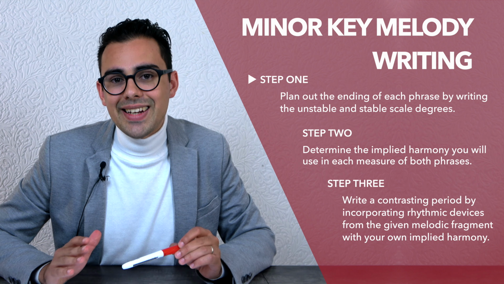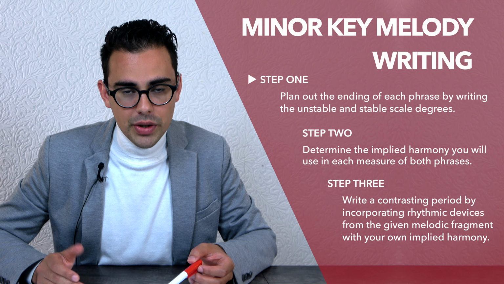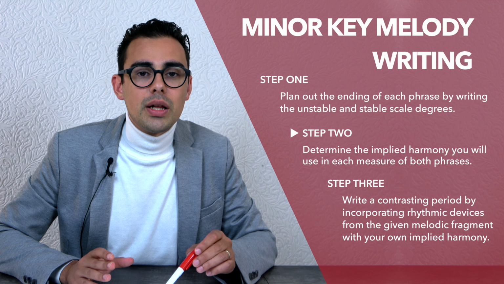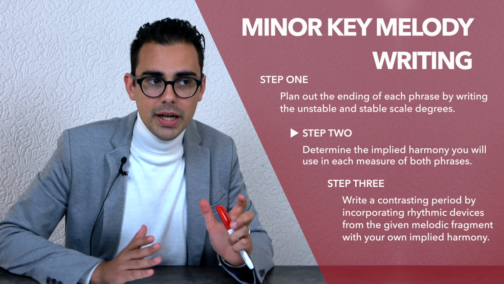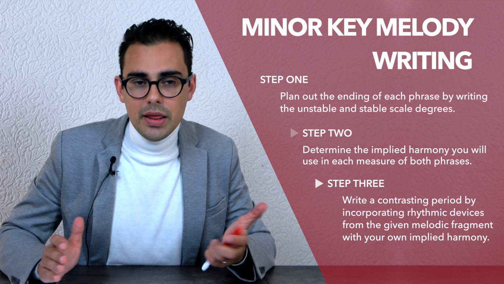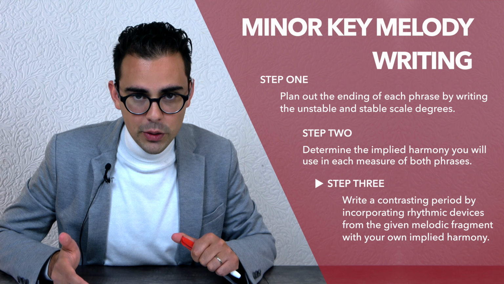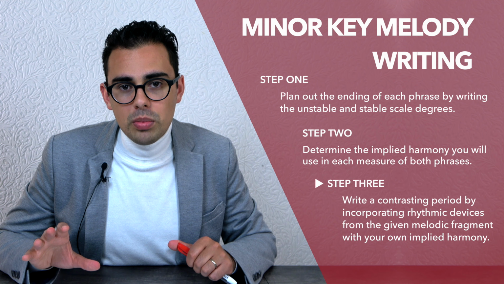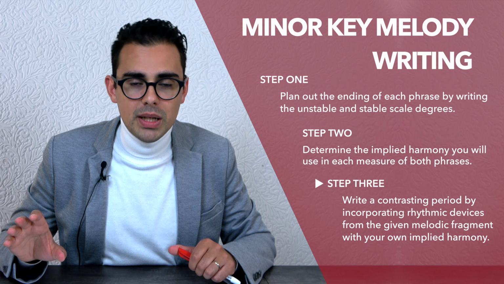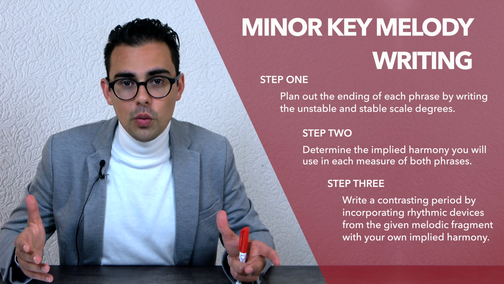So here are the steps we are going to use to complete this question. The first thing we are going to do is write the stable and unstable scale degree where they're supposed to be at the end of each appropriate phrase. Then we are going to analyze the implied harmony of the music we were given using the 3 primary triads that we learned back in level 5. Then we are going to write the second phrase and form a contrasting period. We will do this by extracting information from the opening melodic fragment, and we will borrow the rhythmic material and perhaps a bit of the melodic contour to inspire us to write the contrasting period.